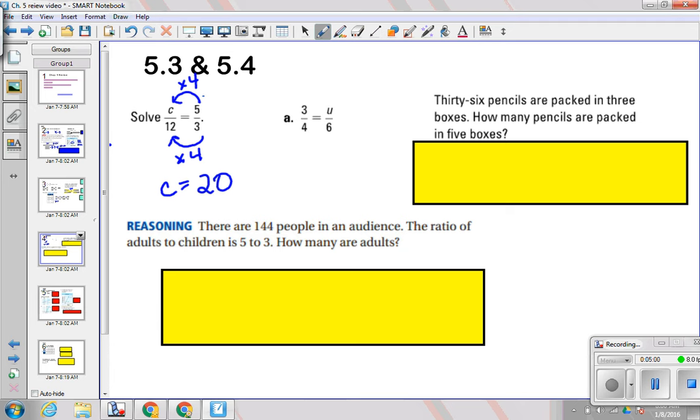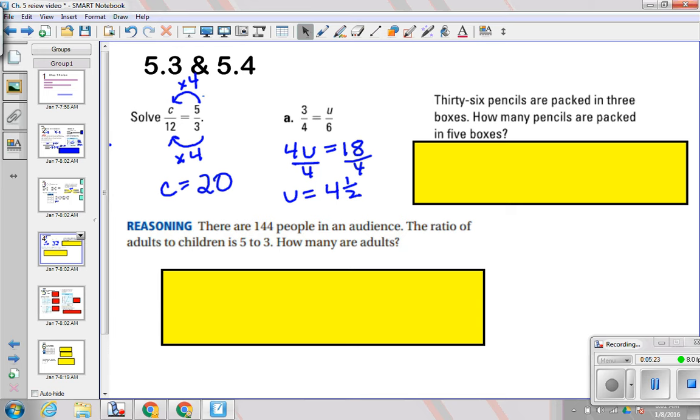Okay, and for the next one, I would use cross products for this one. So we have 4 times u is equal to 3 times 6, which is 18. So we have to divide each side by 4 and simplify it. 18 fourths is 9 halves. 9 halves is 4 1/2.